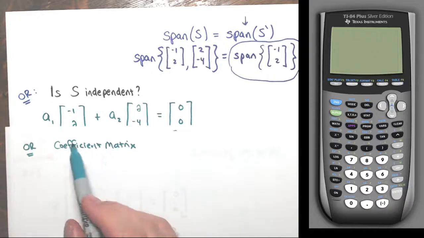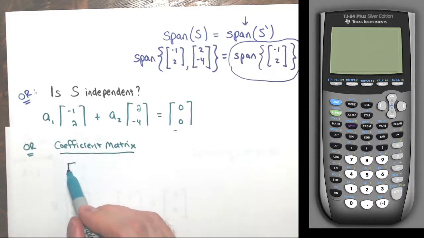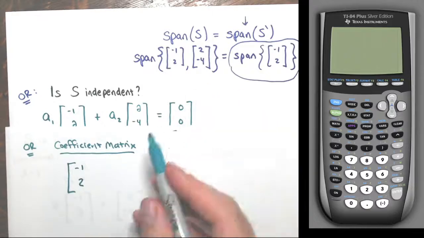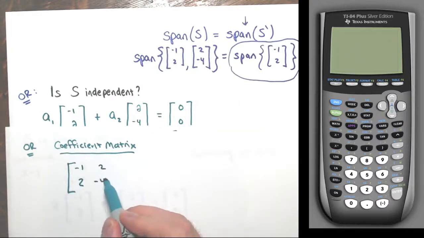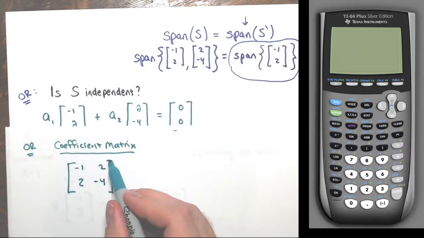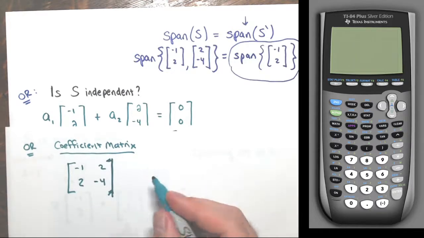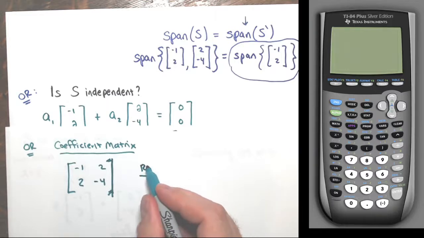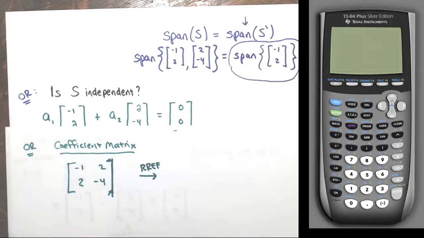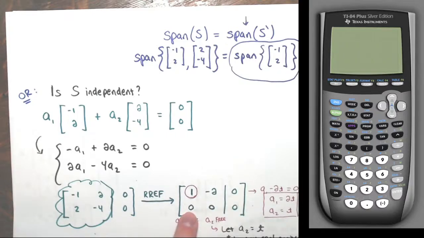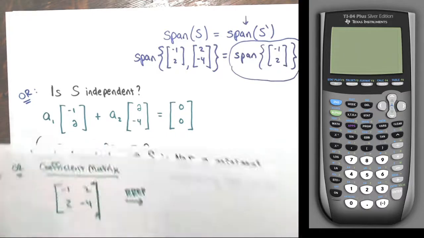The coefficient matrix was this, just made up of the vectors -1, 2 down the first column, and then 2, -4 down the second column. I guess I shouldn't put just a bar, because there'd be zeros on the other side. And I put this in reduced row echelon form, and you've already seen it, right? That was this here in reduced row echelon form: 1, -2, 0, 0.